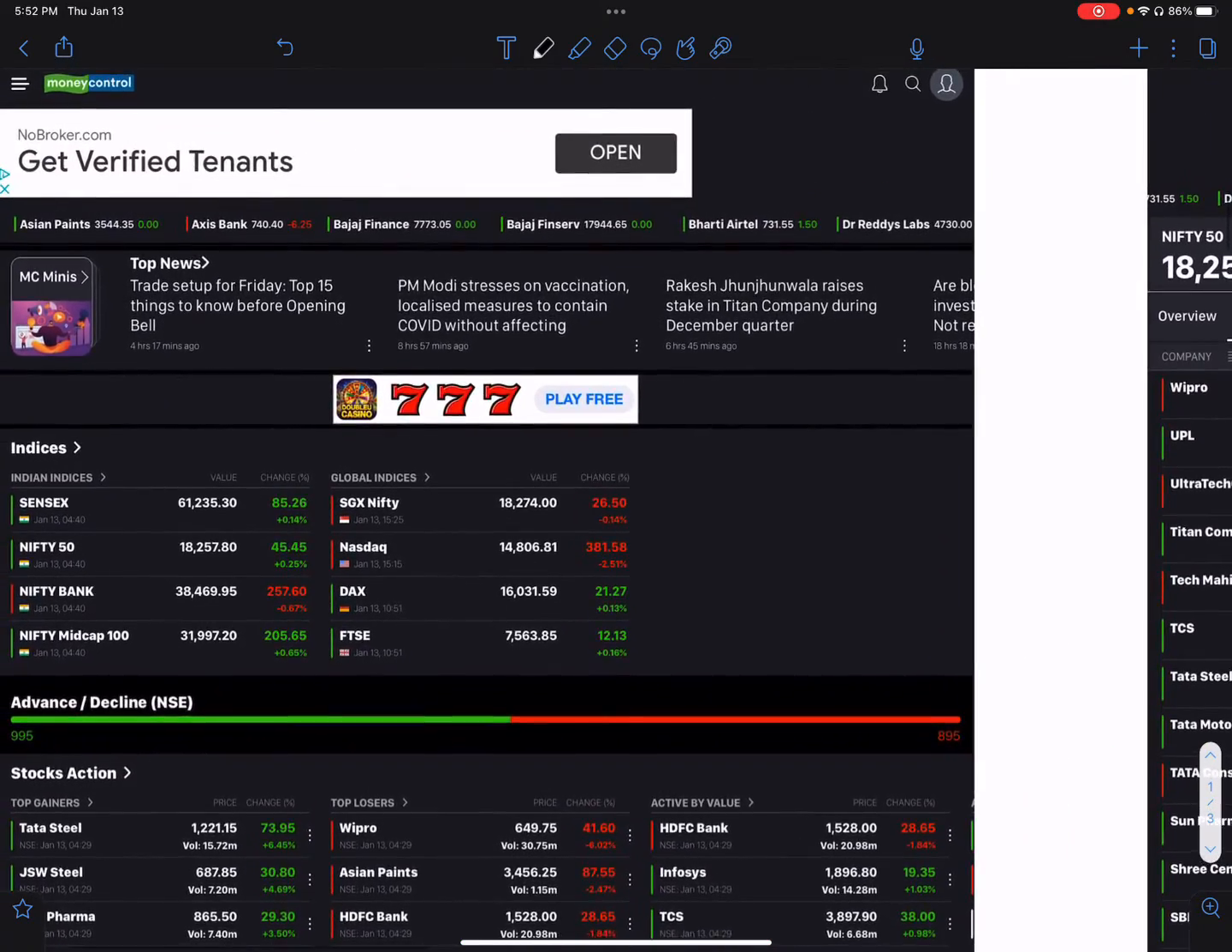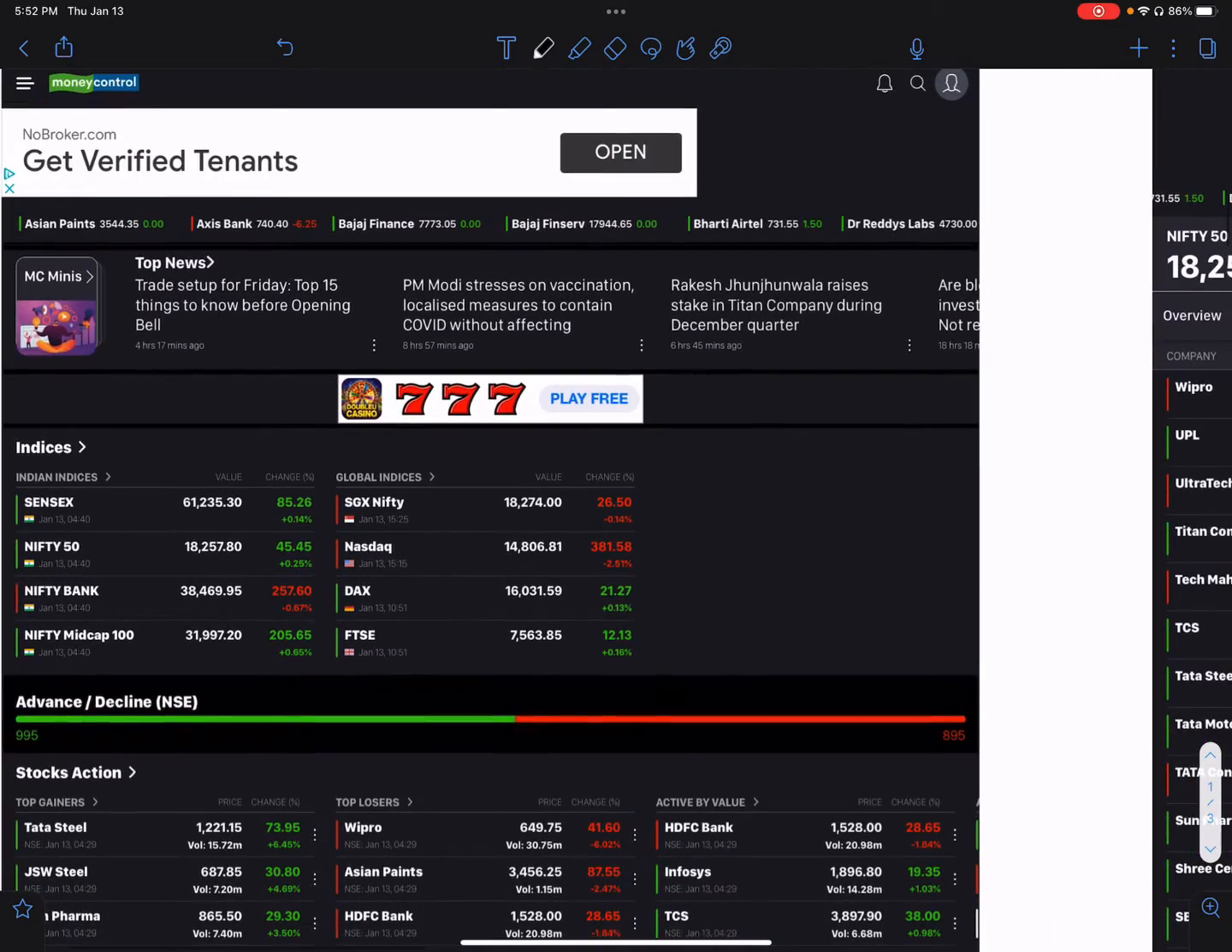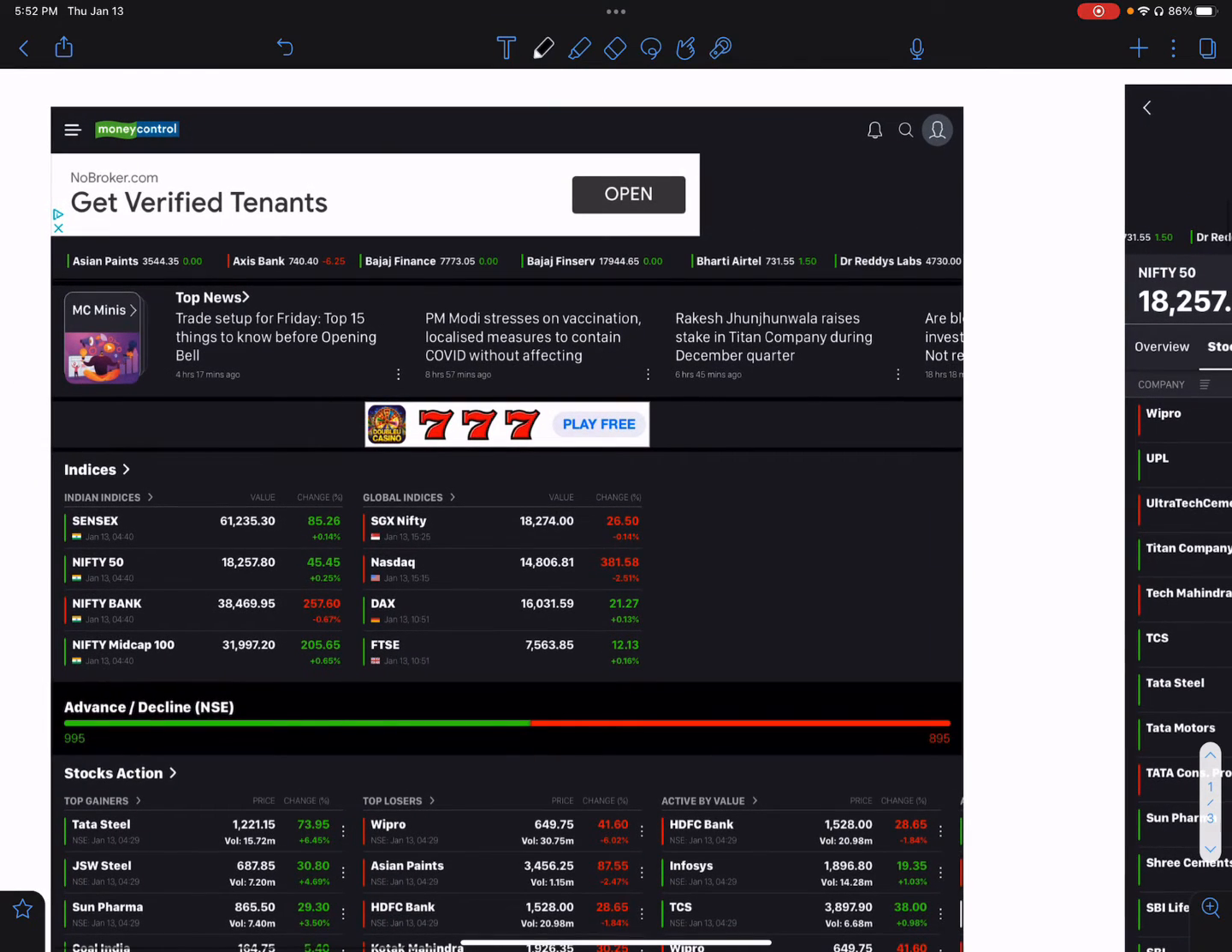And these are global indices. Global indices in the sense SGX Nifty represents Singapore, Nasdaq is US, DAX is Germany, FTSE is England. So the stock market takes cues from all over the globe.